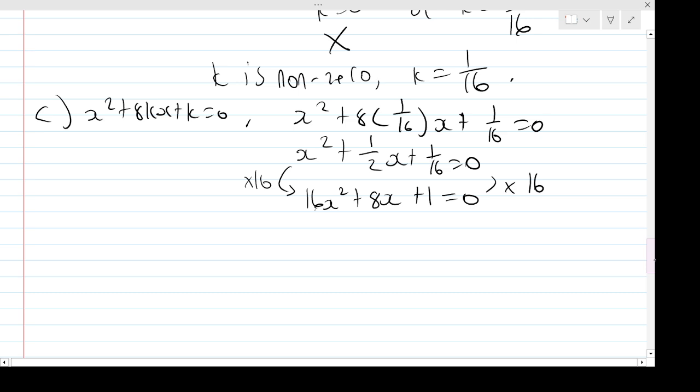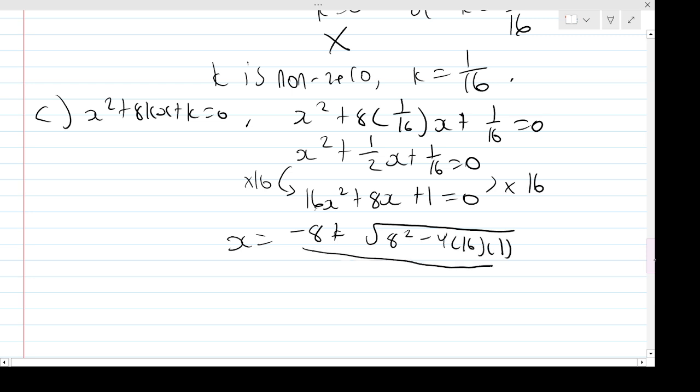So that's a lot nicer, but I don't like this coefficient, so I'm not going to solve by factorising. I'm going to just use the formula, right? So then x is minus 8 plus or minus the square root of b squared, it should be 8 squared, minus 4 lots of 16, lots of 1, all over 2 lots of 16, right? Which will get me the solution.